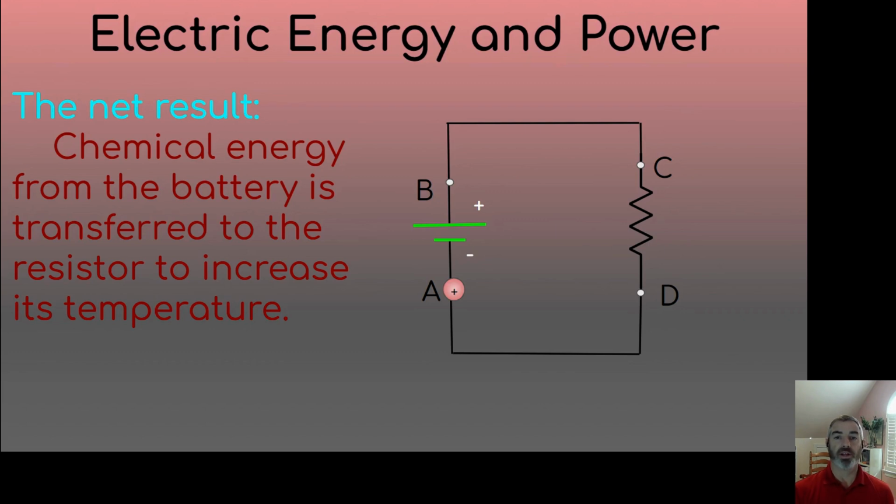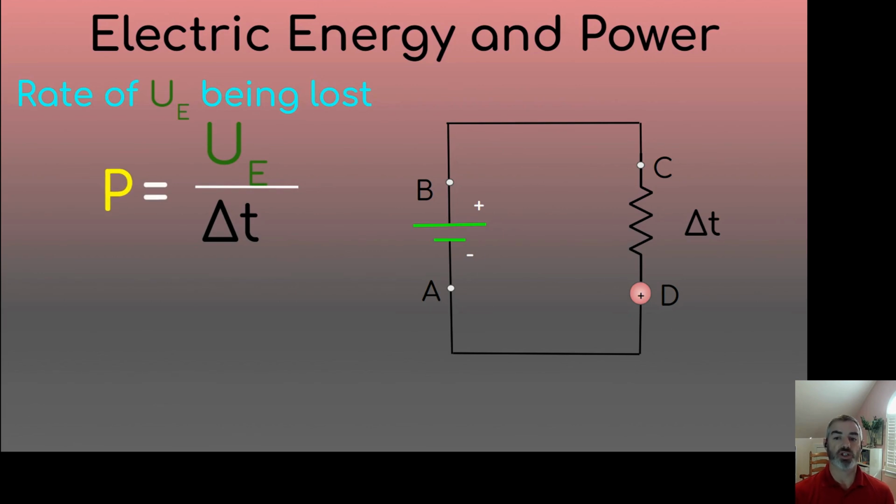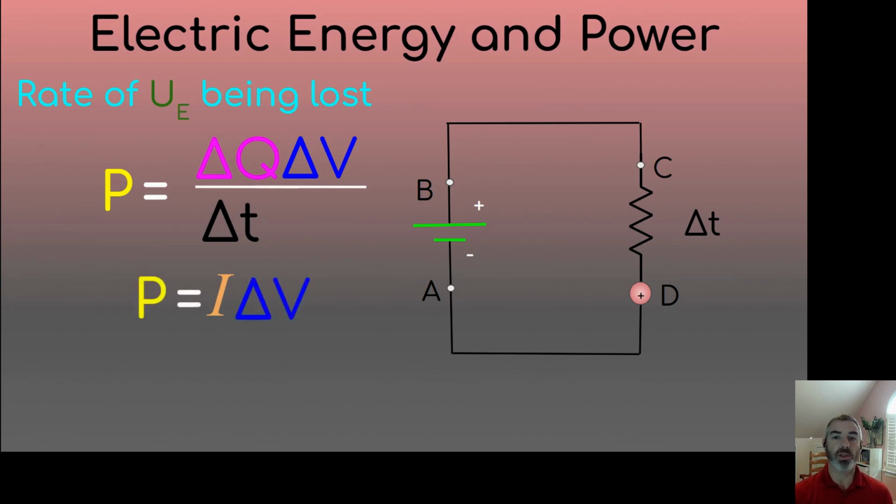Now, it also takes a period of time for that charge to flow through there. So as that energy is converted from electric potential energy to thermal energy, the rate at which energy is being lost from the charge is called electrical power. So power is the change in electric potential energy per time. Electric potential energy is delta Q times delta V, and we know that delta Q divided by delta T is our definition of current. So power is equal to the current times the change in potential, and both of those are easily measured with a multimeter in an electrical circuit.